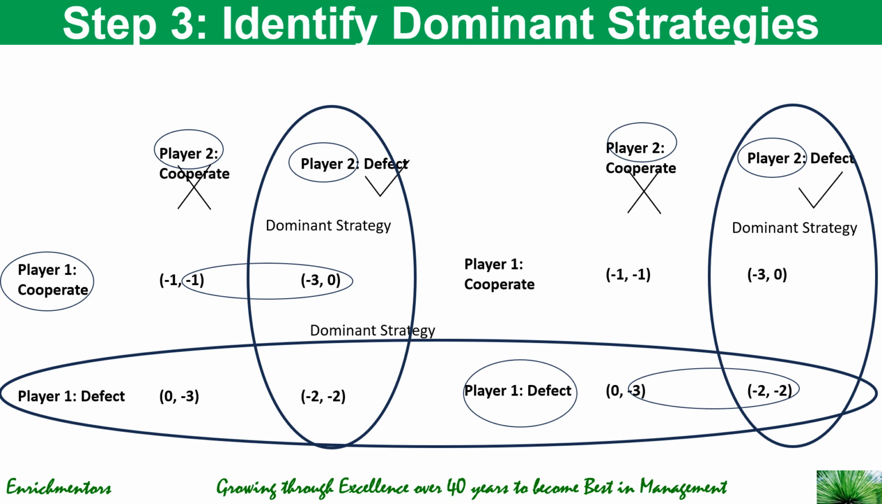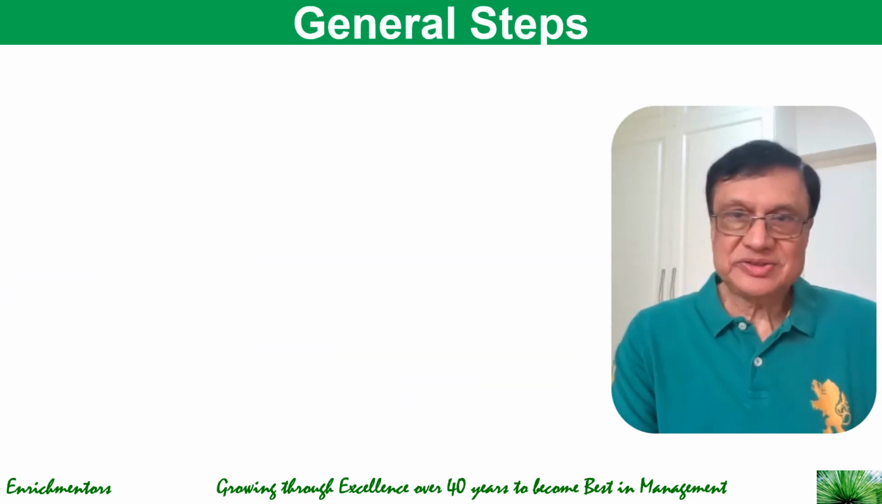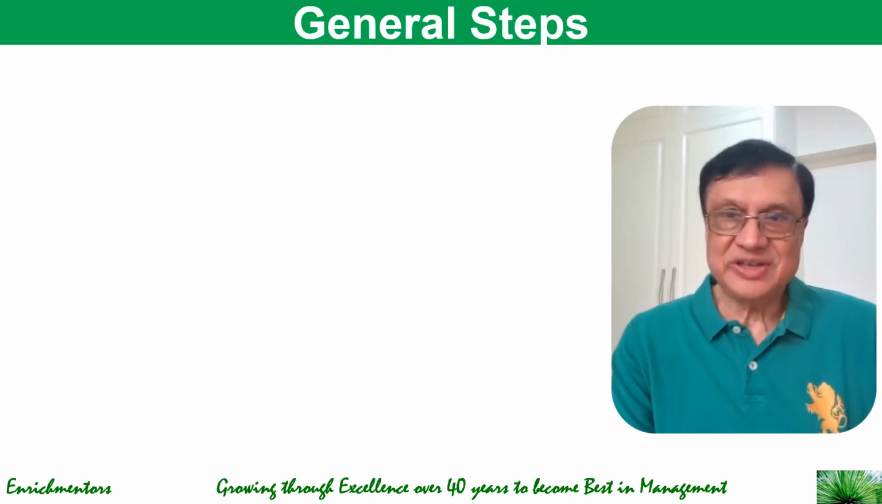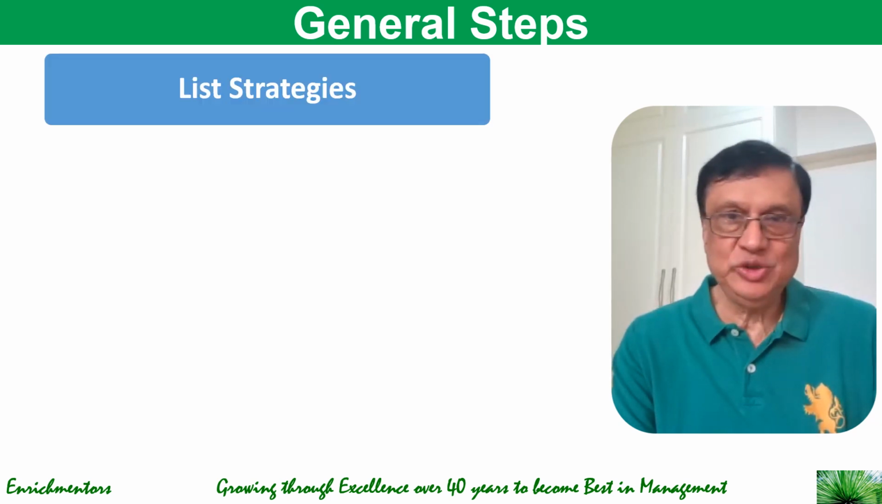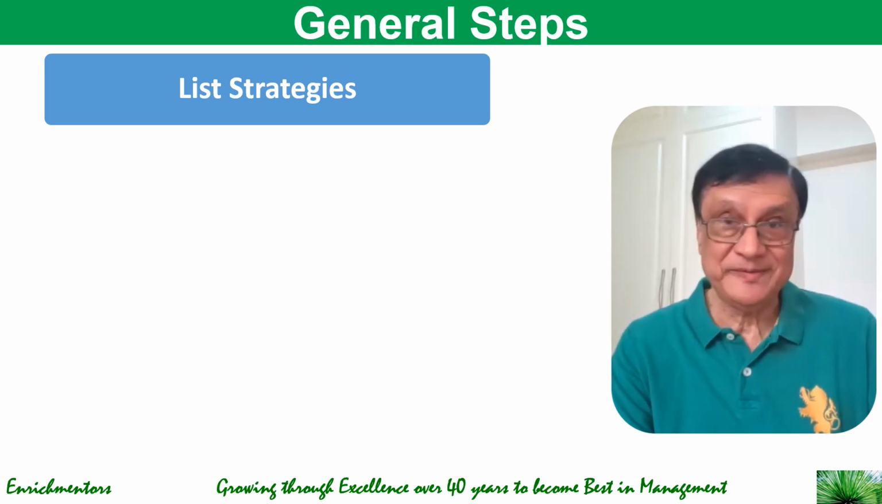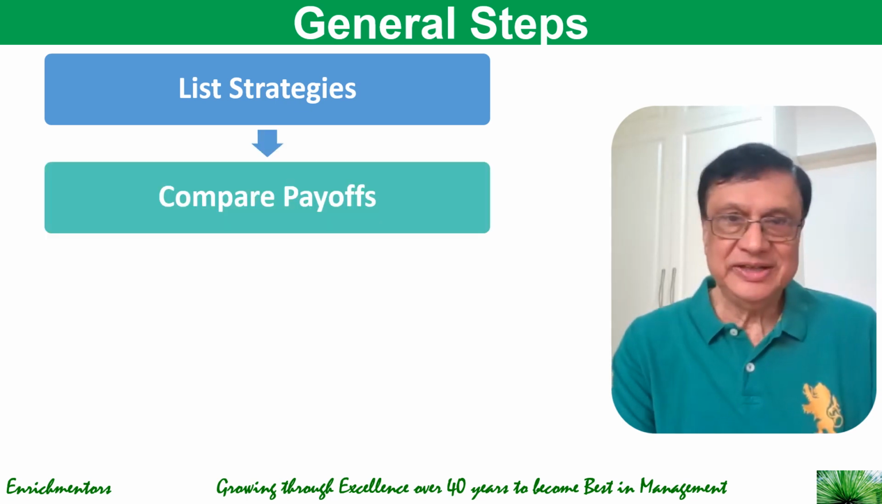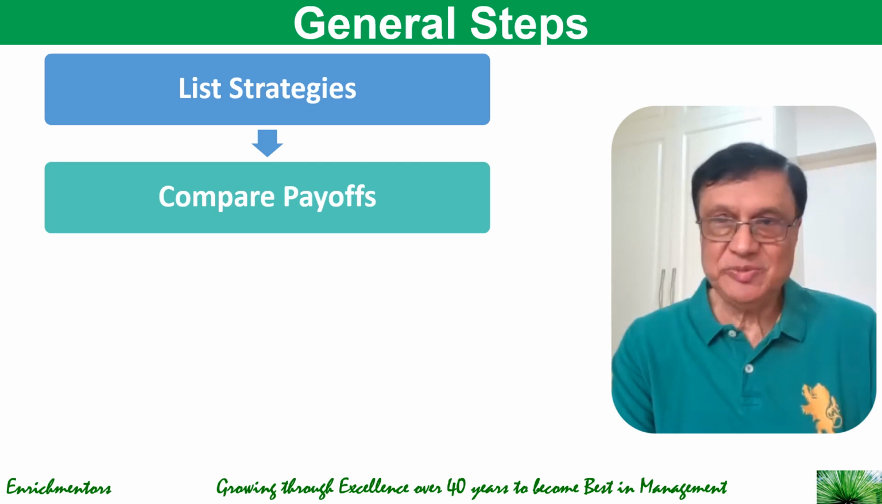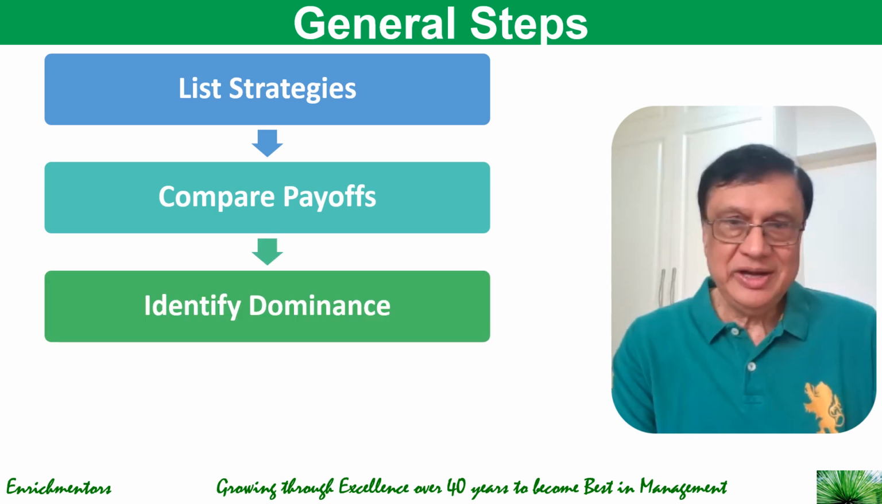So like this, we identify the dominant strategy. What are the steps in general? Let's summarize. What do you do to identify whether a dominant strategy exists in the game? First, you list strategies: write down all strategies for each player. You saw that in the example. Then you compare the payoff for each strategy for the player against each possible strategy of the other player, and then you identify dominance.